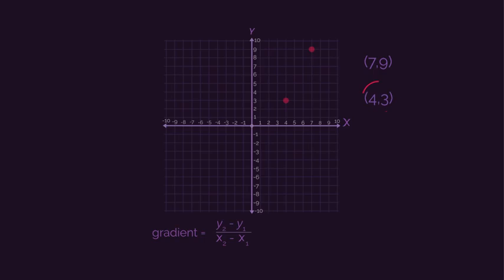Choose one of the set of coordinates to be the 1's and the other coordinates to be the 2's. I'm going to make the 4, 3 my 1's and the 7, 9 my 2's. So then the gradient is just 9 minus 3 divided by 7 minus 4, which gives us 6 divided by 3. So the gradient is 2. Or you could just stick to the rise divided by the run. 6 divided by 3 is 2.